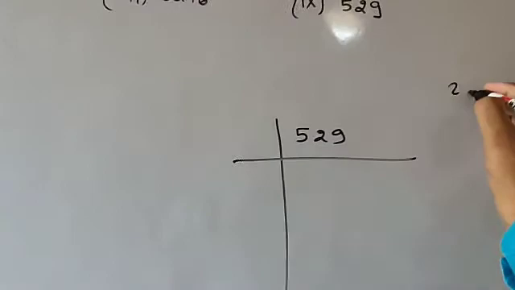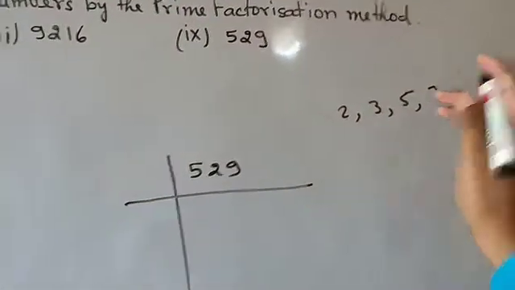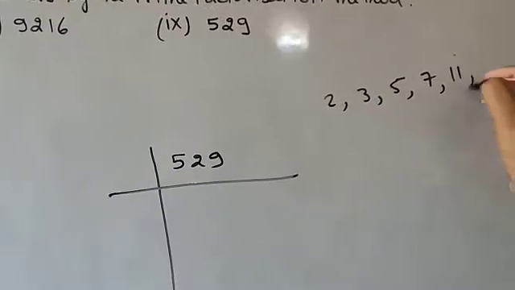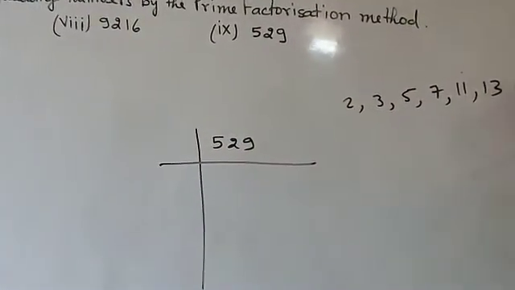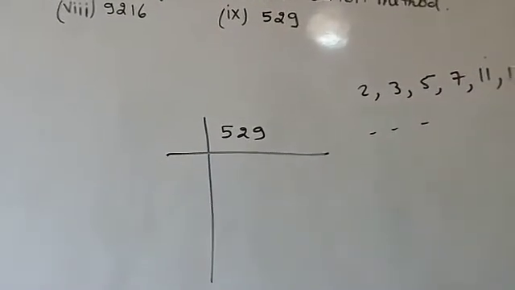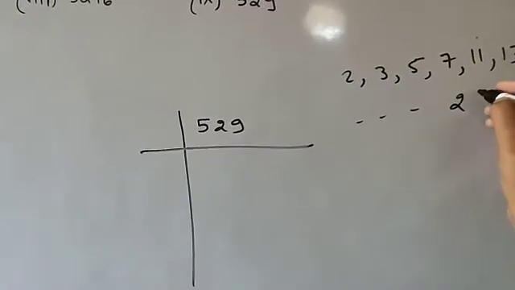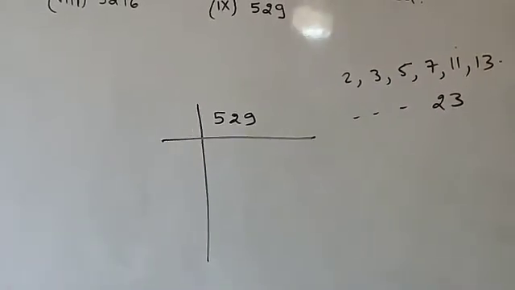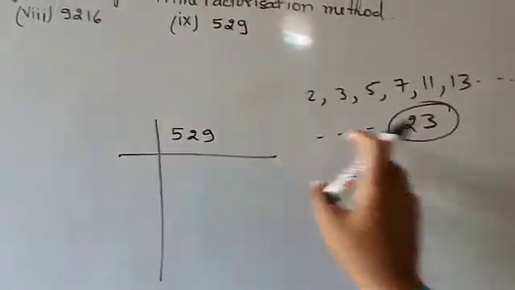I had checked for 2, 3, then the next prime number 5, then 7, after that 11, then you will get 13, so you will check for 13, and if you follow that way, then you will find that this number will be divisible by, I think, 23. 23 is also a prime number, so this number is divisible by 23.